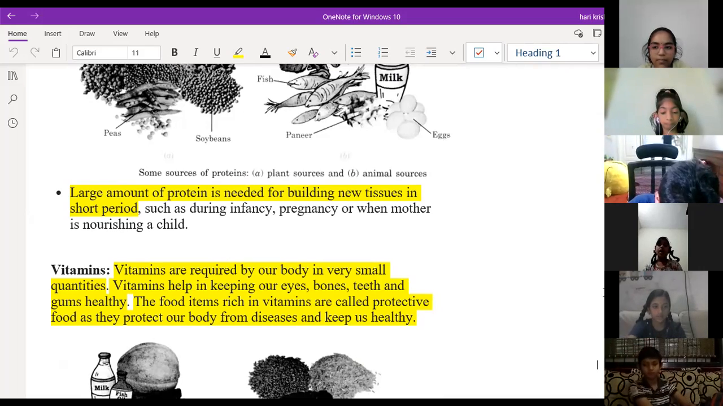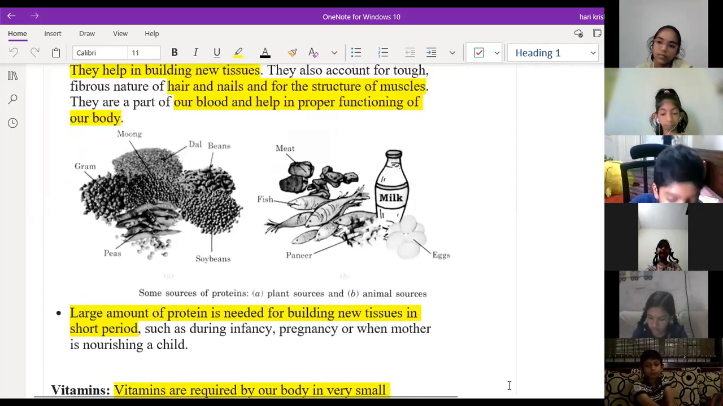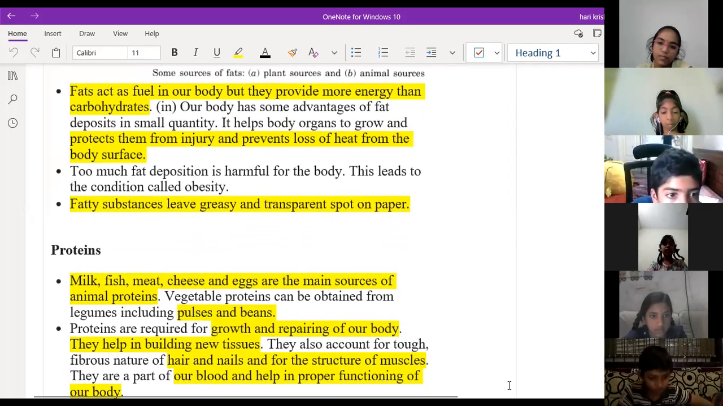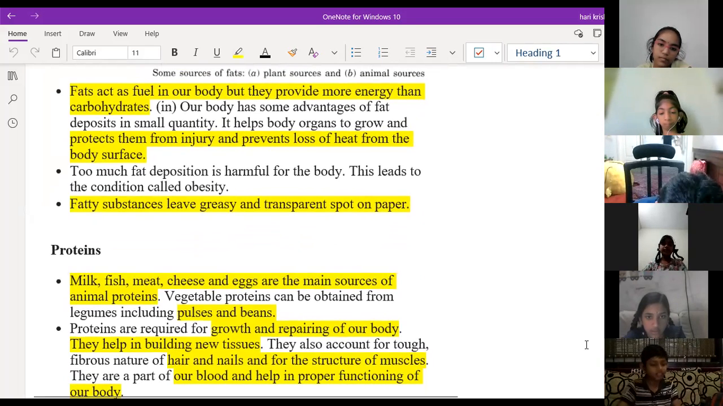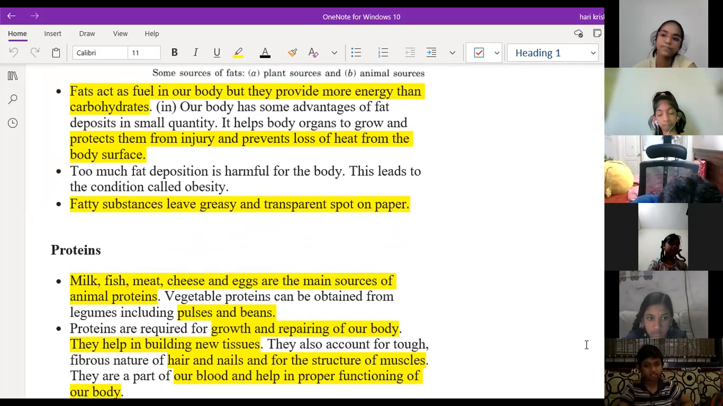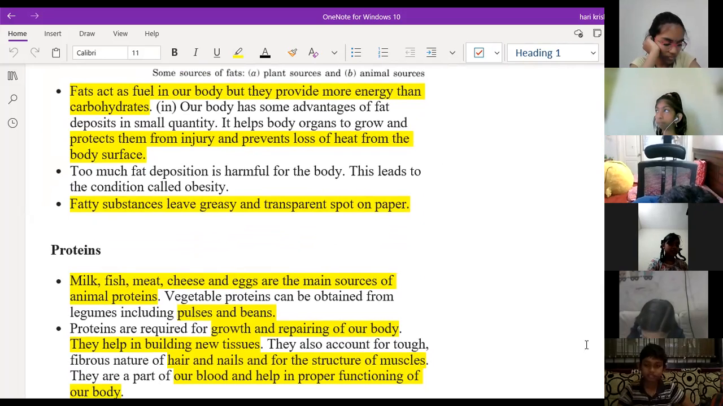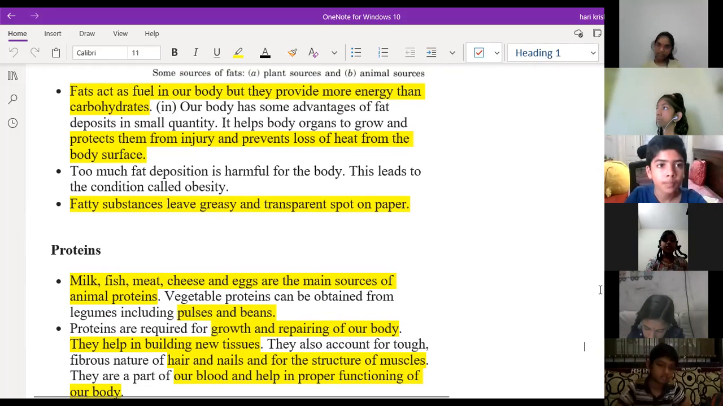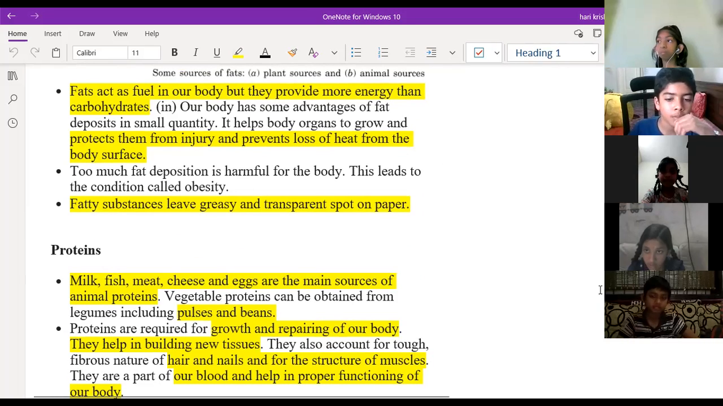Okay. So again, we can classify the nutrients into different types. What are those three different types? Sir, energy giving foods, bodybuilding food, and protective foods. Good. Energy giving foods, bodybuilding foods, and the protective foods. Now, what are the energy giving foods?